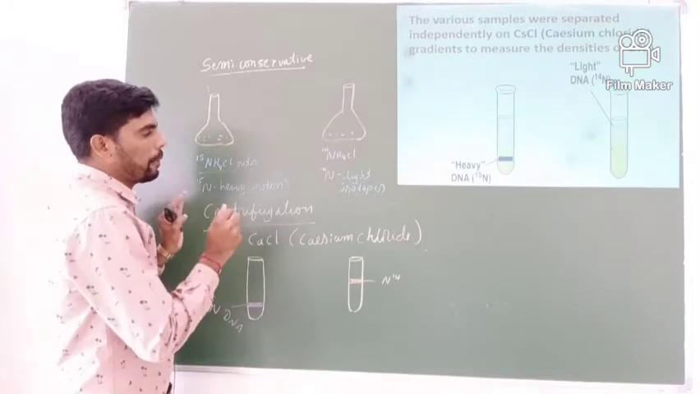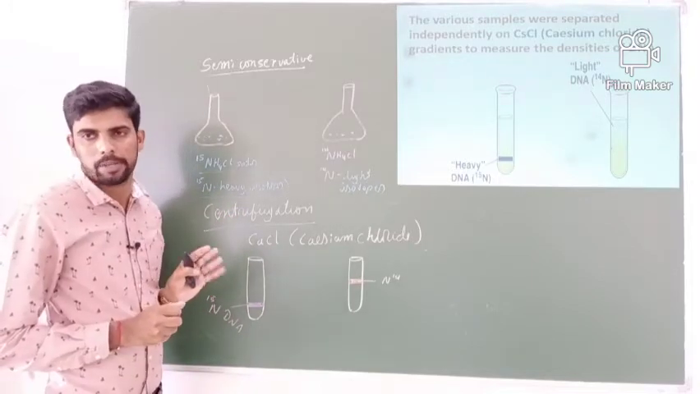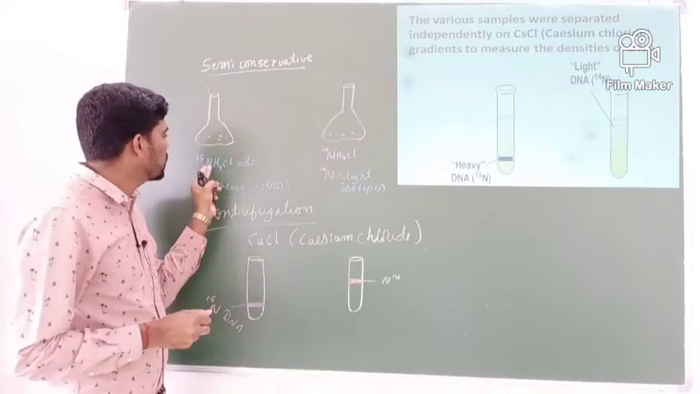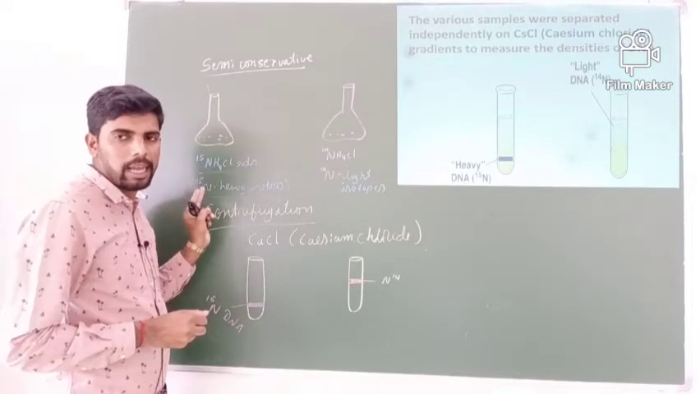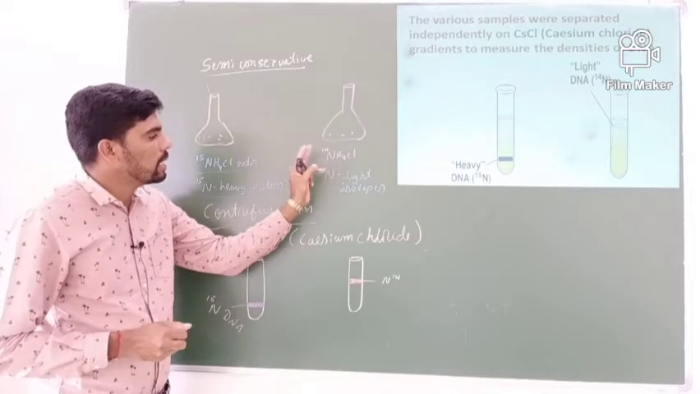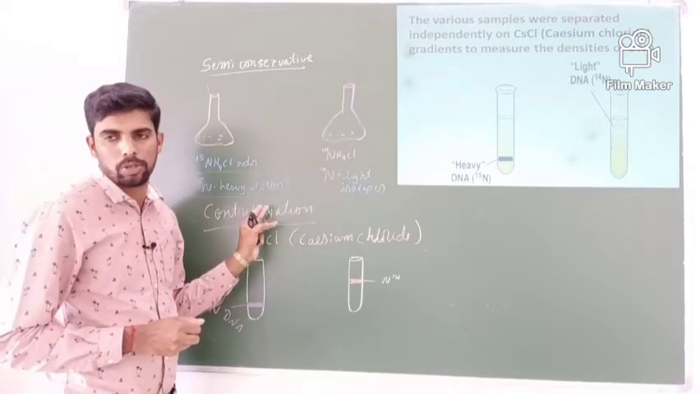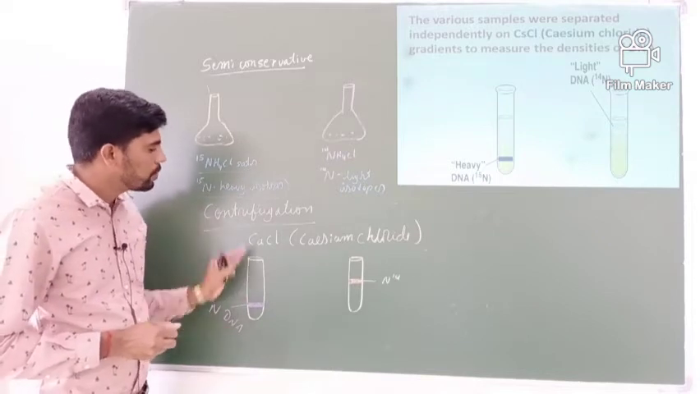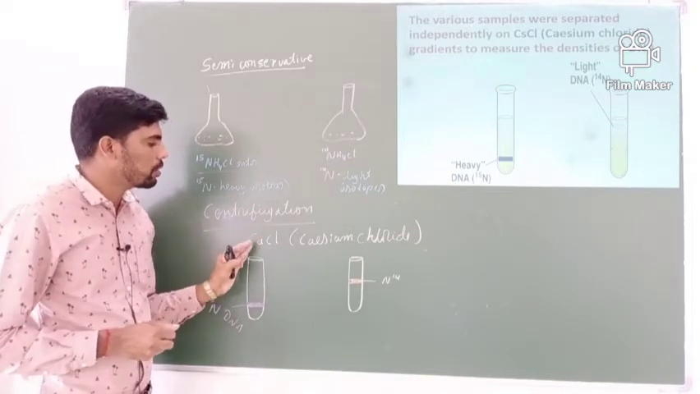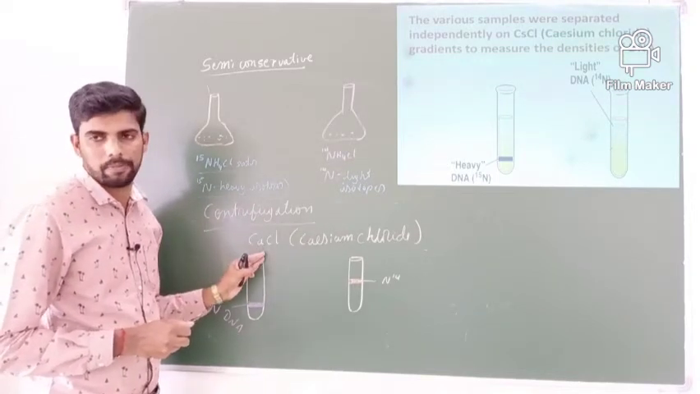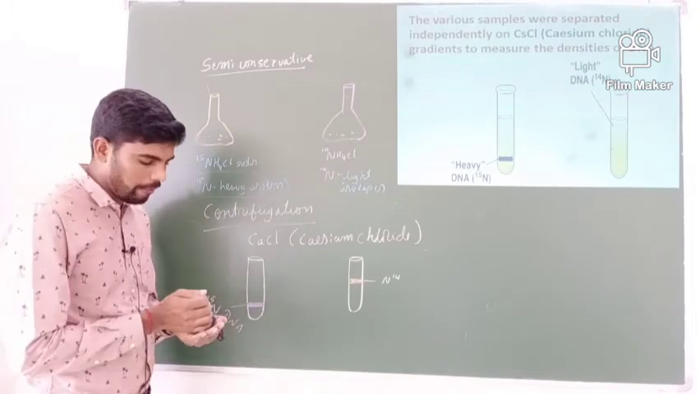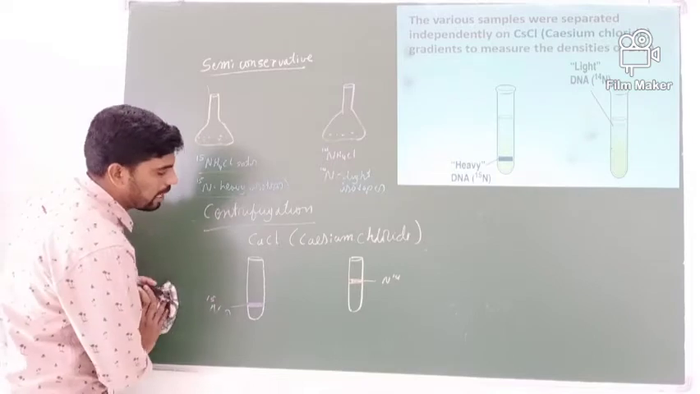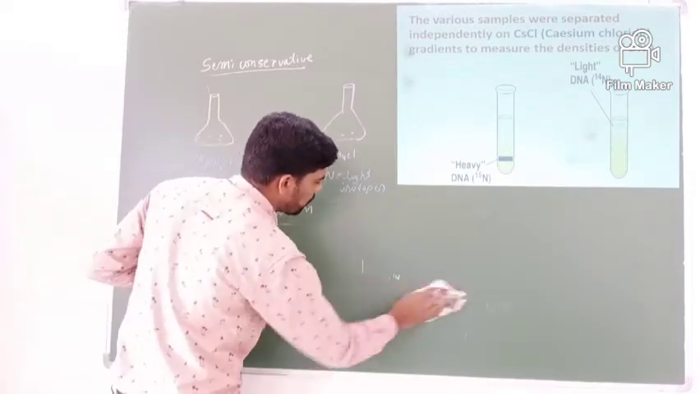These are the preparations of the experiment. That means first two culture media were selected: one is N15 heavy isotope, another is N14 light isotope. Then the DNA can be identified through the centrifugation process with cesium chloride. Next, I'll move on to the experiment. How did they conduct the experiment?